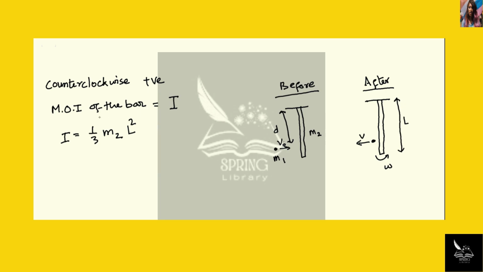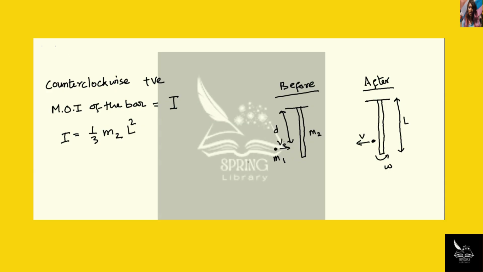Now, if we want to calculate the moment of inertia of the bar, we call it I. This will be 1/3 m2 L squared, where m2 is the mass of the bar and L is the length from the pivot point to the end of the bar. So that's why it's 1/3. Now, we'll be applying conservation of angular momentum here.